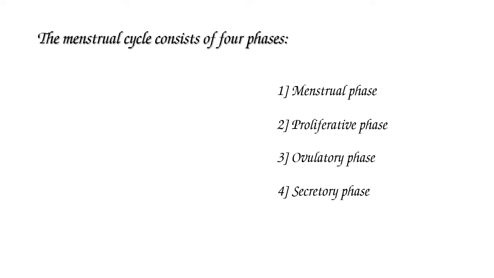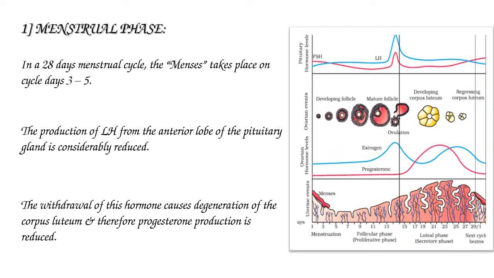The phases in the menstrual cycle. The menstrual cycle consists of four phases. They are the menstrual phase, proliferative phase, ovulatory phase, and secretory phase. First, the menstrual phase.